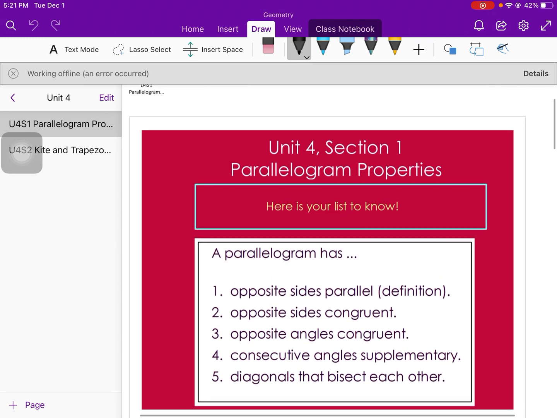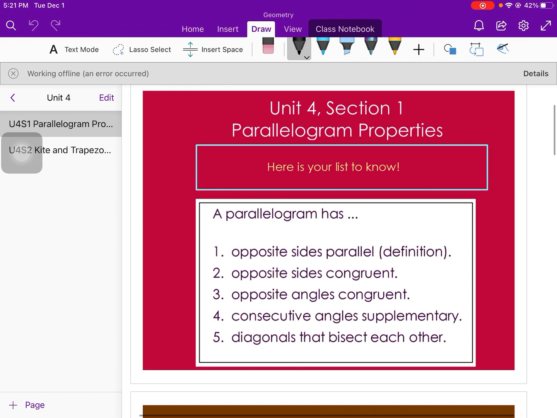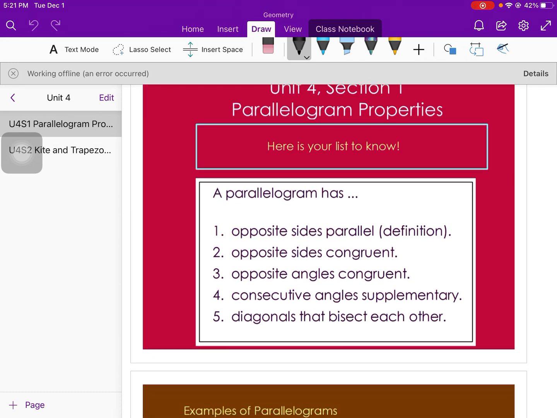And this unit is about quadrilaterals, which is four-sided figures. And we're going to be looking at a bunch of different types, which you've seen in the past, but we're going to get more specific into the properties. So the first one we're going to talk about is called a parallelogram. And here's a list of properties that you'll need to know.